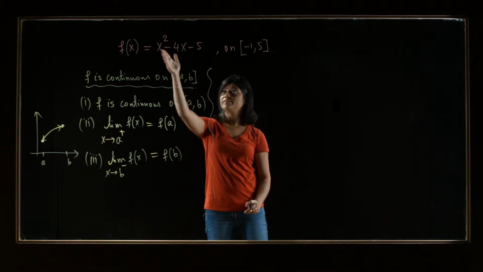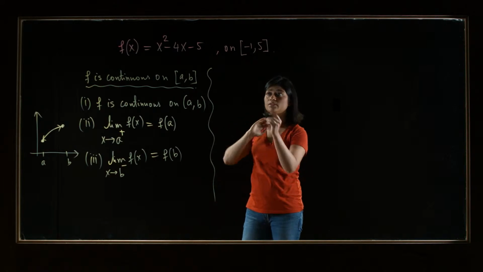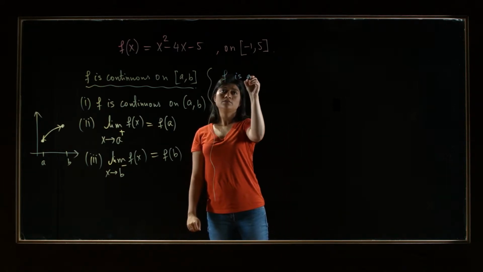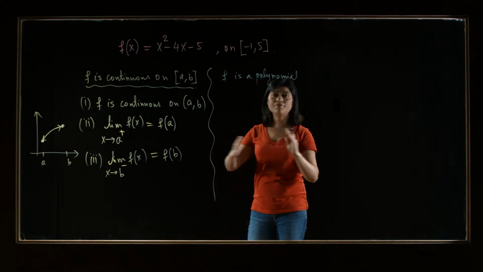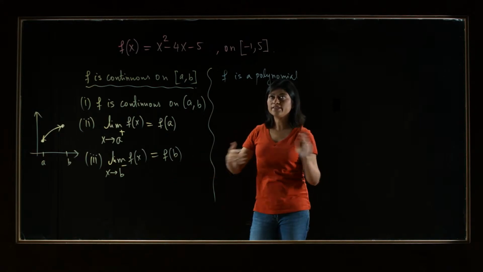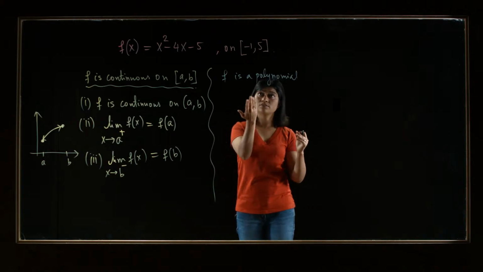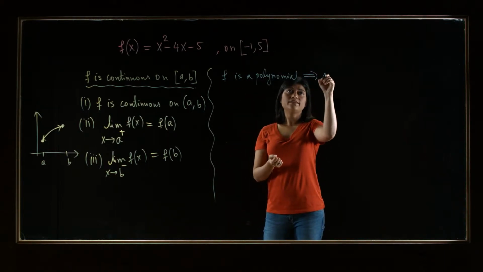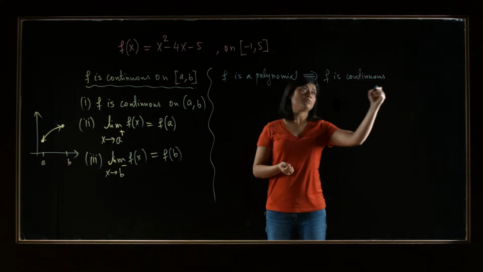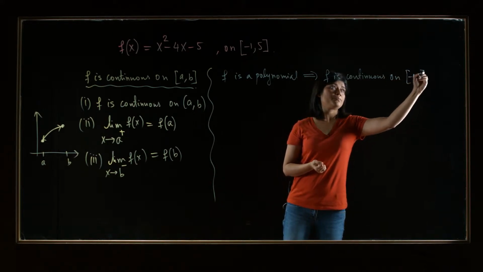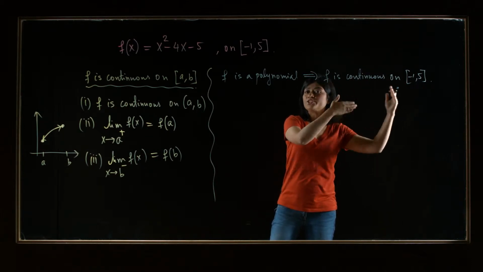Our function is given as x squared minus 4x minus 5. Notice that it is a polynomial. And since f is a polynomial, we know that a polynomial is continuous everywhere on the entire real line. And therefore, it is going to be continuous on every closed interval. So f is a polynomial, which means that f is continuous on -1, 5. So because it's a polynomial, the answer is pretty straightforward.